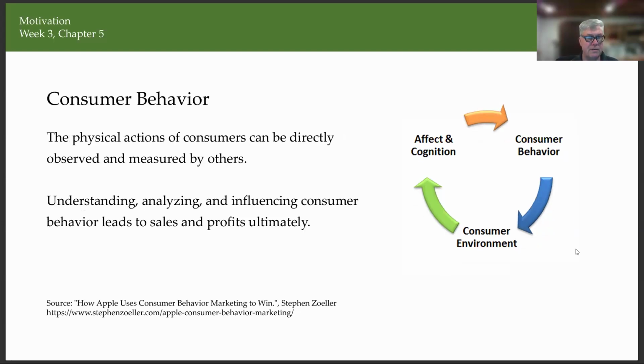Consumer behavior. The physical actions of consumers can be directly observed and measured by others. Understanding, analyzing, and influencing consumer behavior leads to sales and profits ultimately. That is the ultimate goal of everything that Apple does in the affect and cognition stage, to get people to behavior that leads to sales and profits.